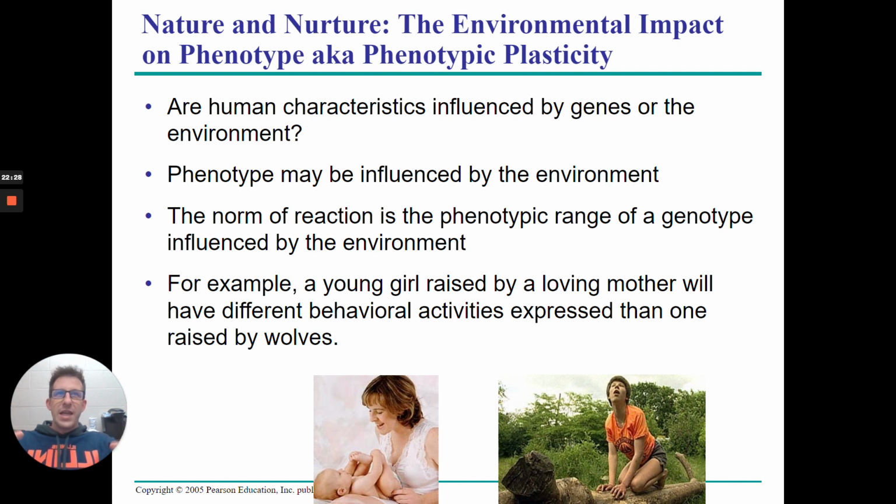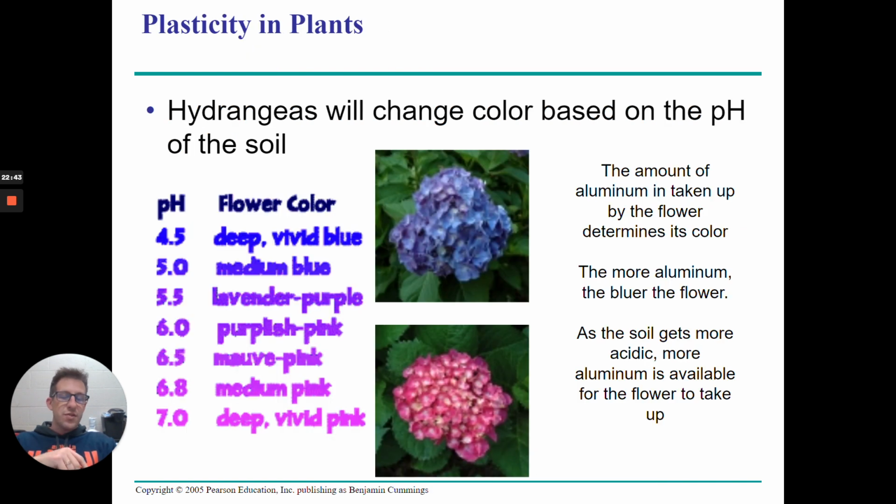But the idea is that there is some aspect where the environment does play into how your genes are expressed, and also what your phenotype is under given circumstances. Okay, so some existing examples here.